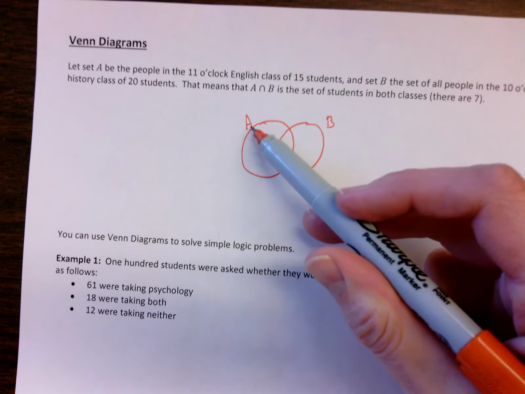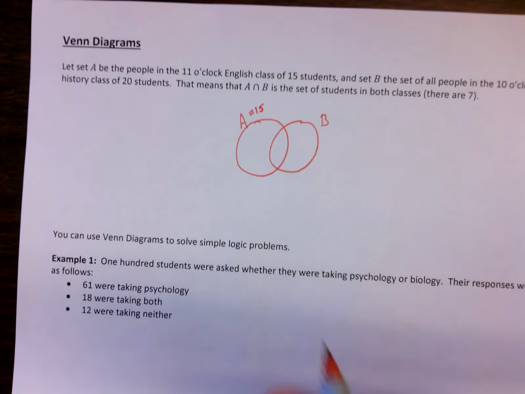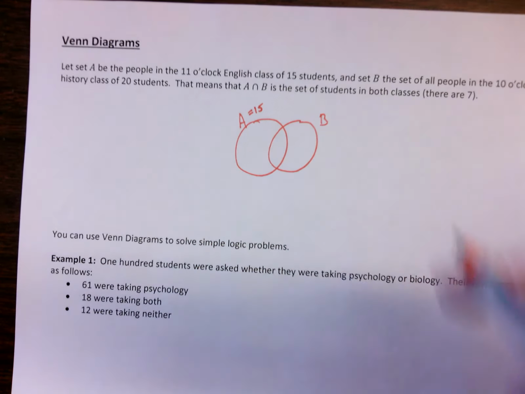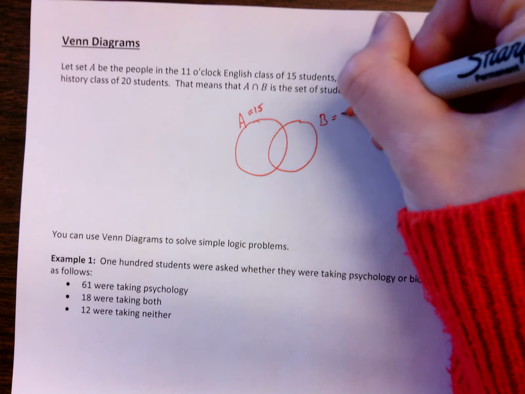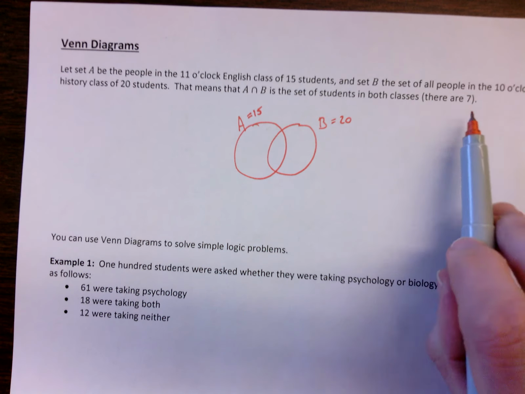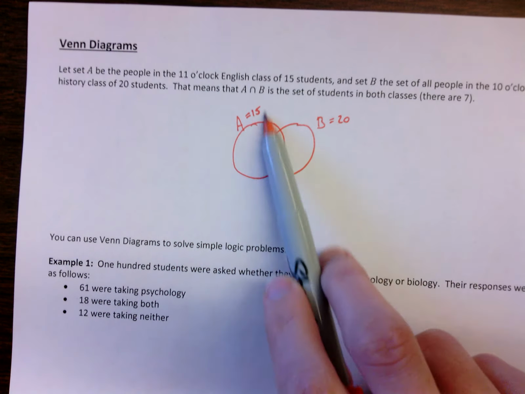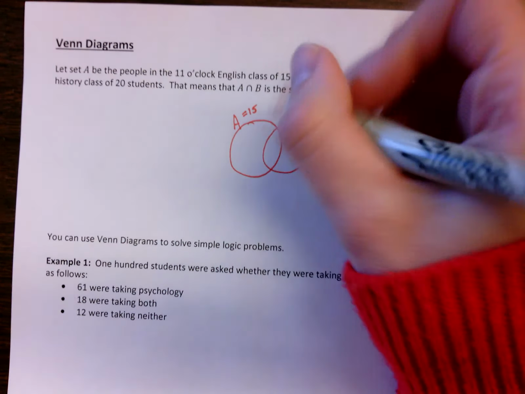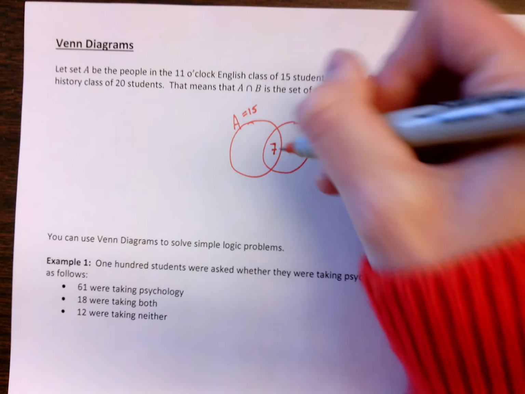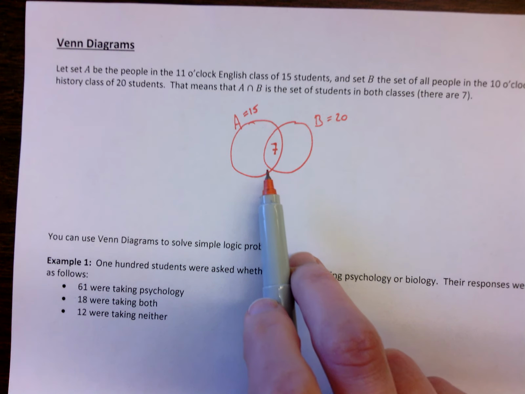I know that set A, this English class, has 15 people in it, so I'm going to make a little note out here. And I know that set B, the history class, has 20 people in it, so I'm going to make a little note out there. Now, the 7 people that are in both classes are part of this 20, but they're also part of the 15. So I'm going to put a 7 here to show that those are the people in the overlap of the 2 circles. They're the people who are in both classes.